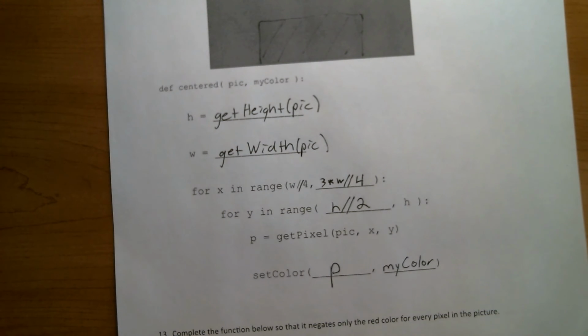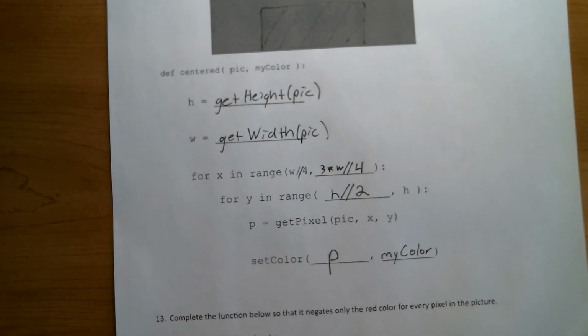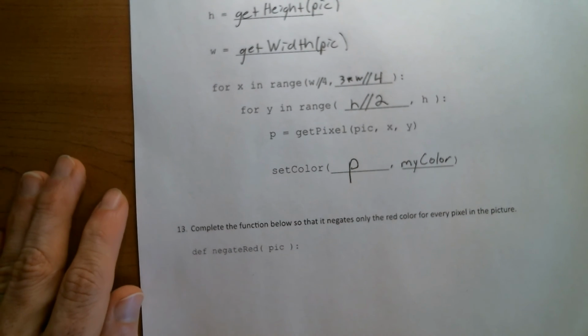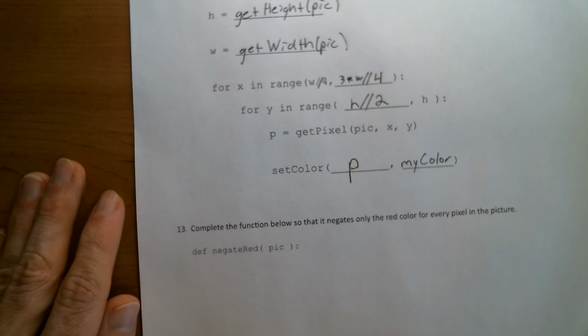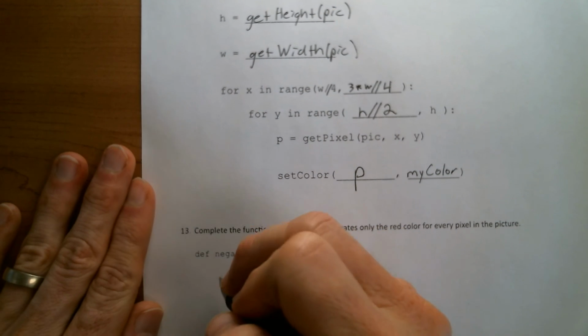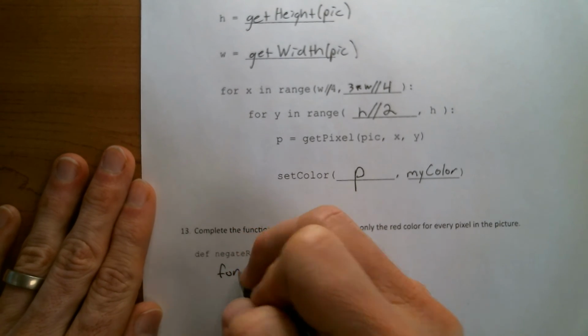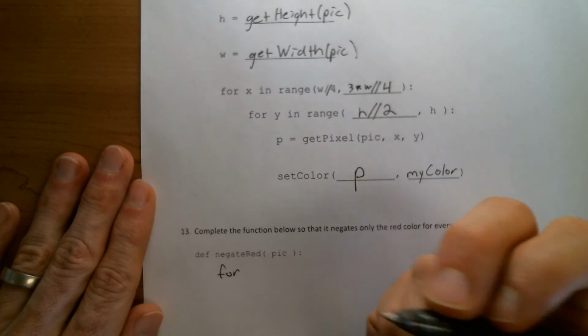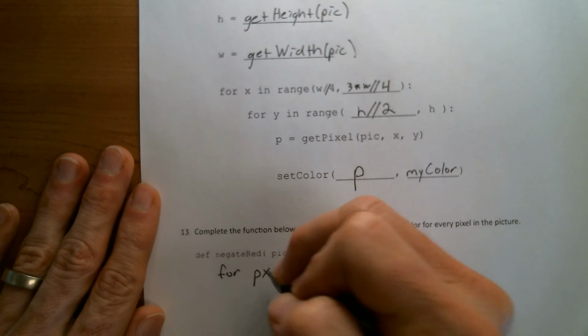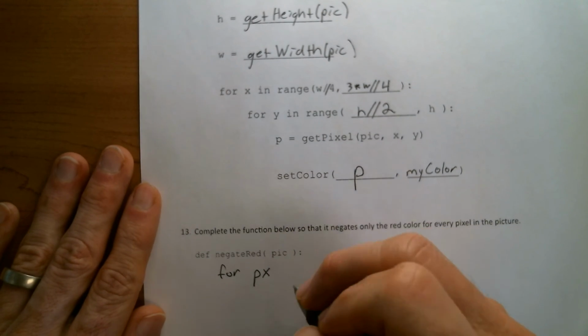All right. And then the last one here, complete the function below so that it negates only the red color for every pixel in the picture. All right, so this is 1, knowing the for loop that will do that, and then 2, knowing what it means to negate something. So the for loop would be for, that part's required, and then this is where you choose what you want to use. This is your loop variable. I'm going to use px this time.